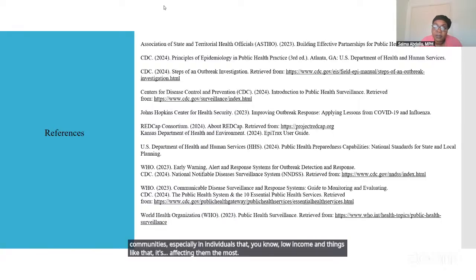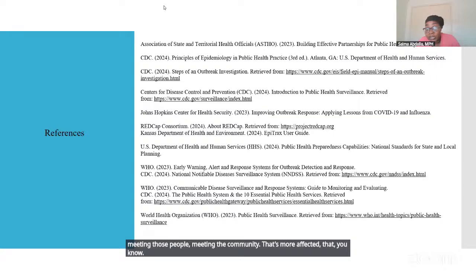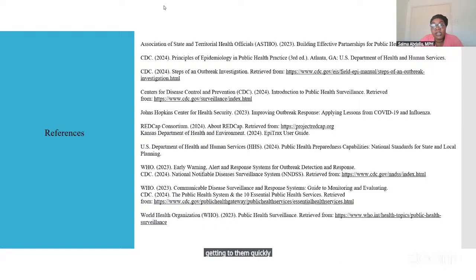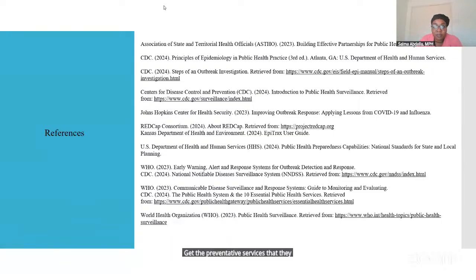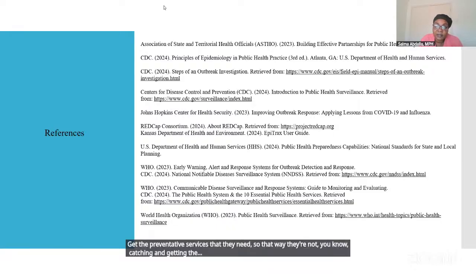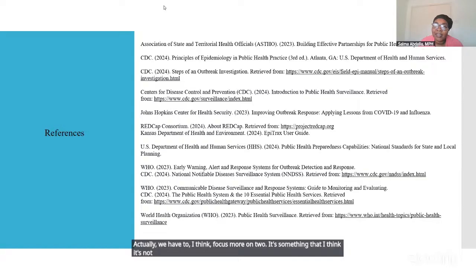It really does. So again, going back to social determinants of health, meeting the community that's more affected, that we know might be at risk of getting those kinds of diseases, and getting to them quickly and early on, educating them, and helping them with the resources they need so they can get the preventative services and not catch the diseases. So HIV, yeah, that's a big one, and I think we have to focus more on it too. It's not really getting a lot of lights on. It needs to be focused on.